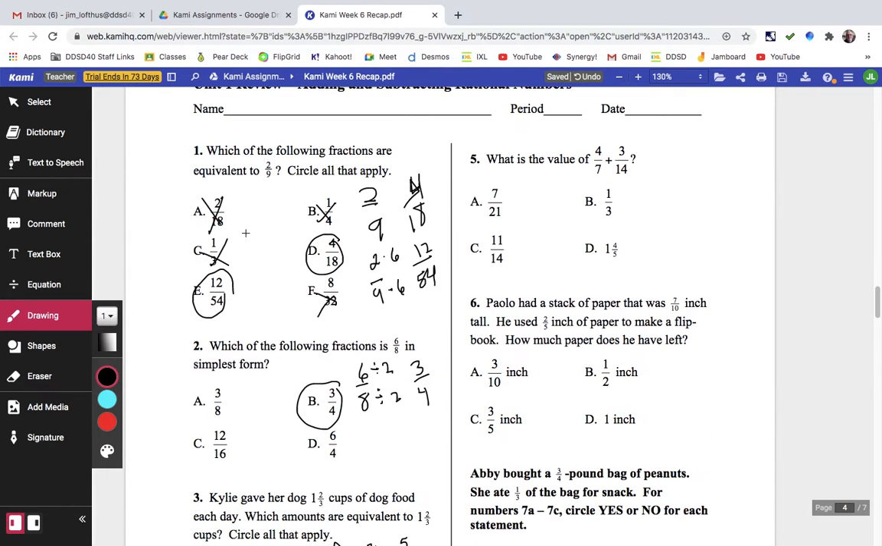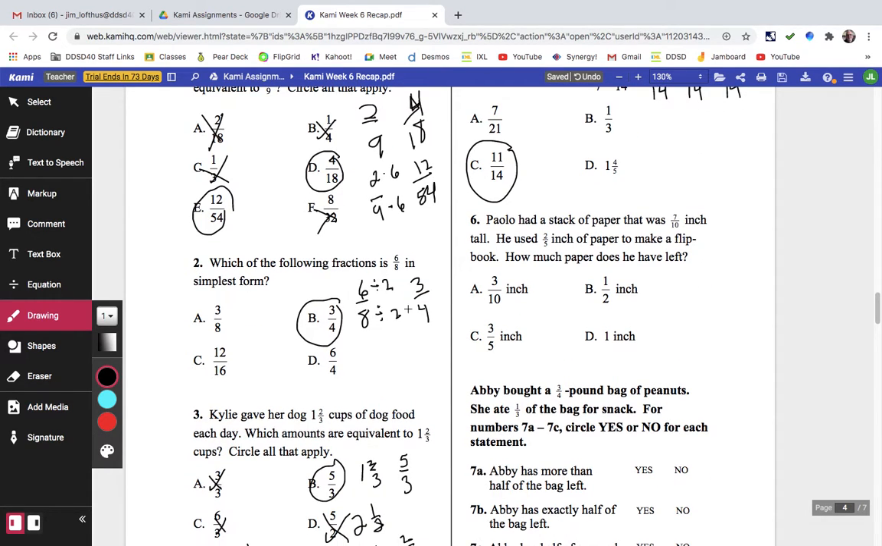Let's go up to number 5. I'm going to change 4/7 to 8/14 plus 3/14. The value is 11/14. So we'll look for that. There it is.